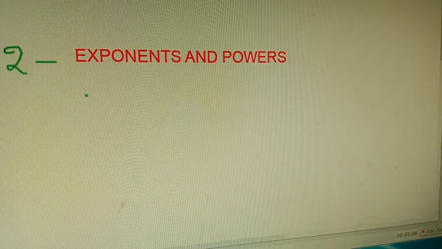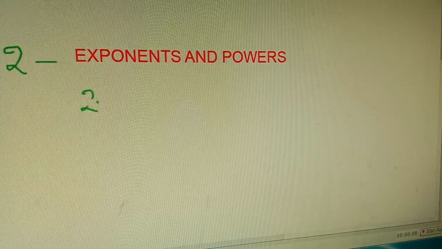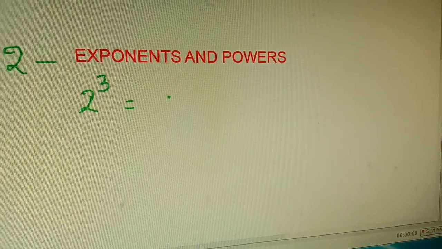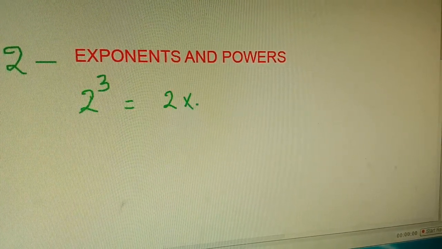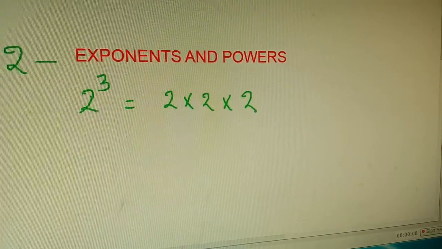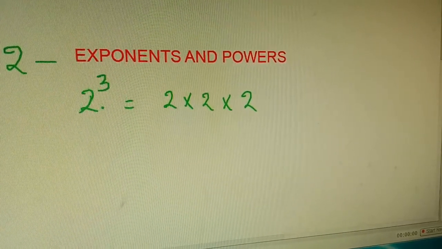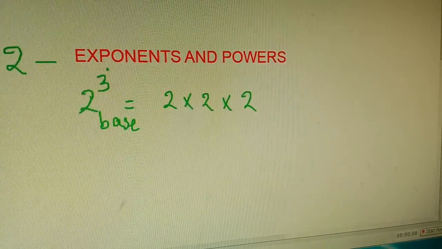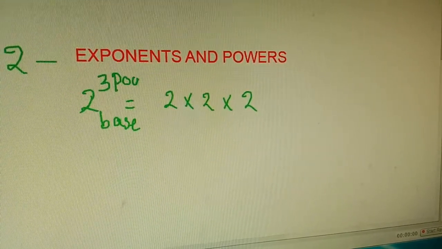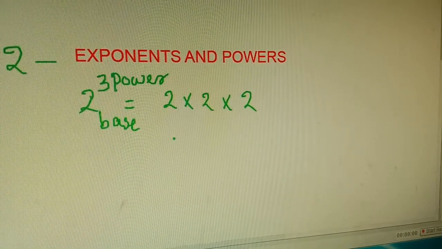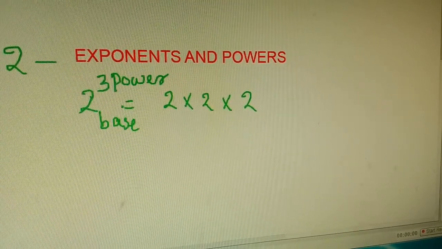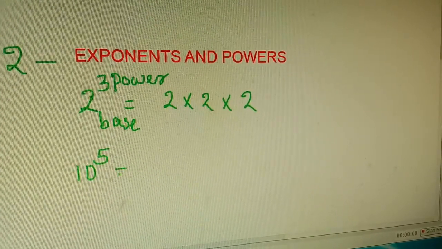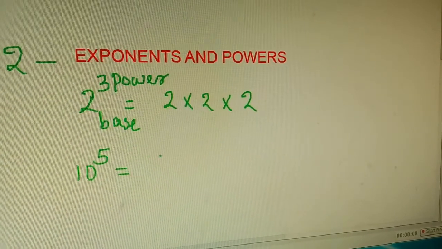As an example, 2 to the power of 3 means 2 multiplied 3 times. Here 2 times 2 times 2 is 2 multiplied 3 times. Here this 2 is the base and 3 is the power. Then 2 to the power of 3 is in exponential form. In the same way, 10 to the power of 5 is 10 multiplied 5 times.